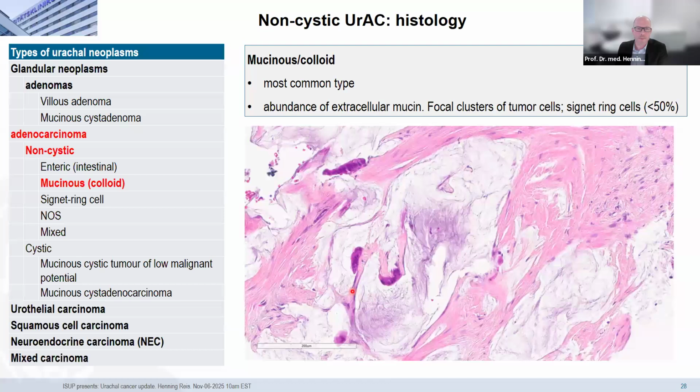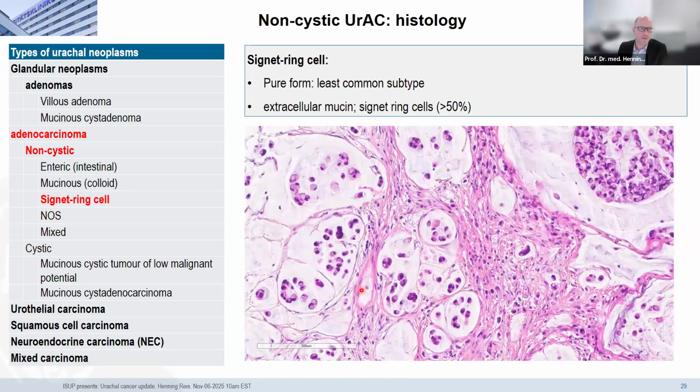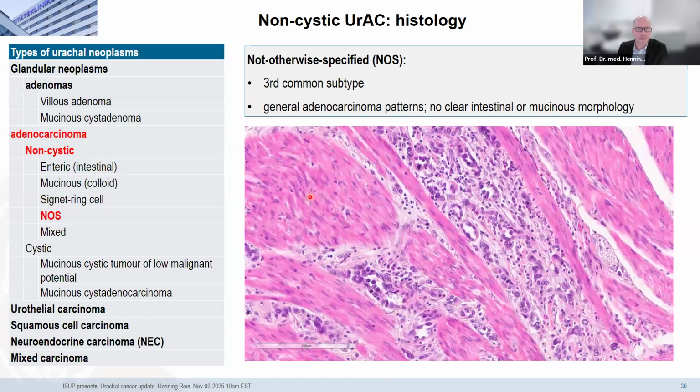And you can see some signet ring cells in here, but it has to be by definition lower than 50%. In the signet ring cell type, we see standard signet ring cell histomorphology, also with extracellular mucin. And in these cases, it has to be more than 50% signet ring cell part. The NOS, so the not otherwise specified subtype, shows glandular morphology, which isn't recognized as enteric or anything else.